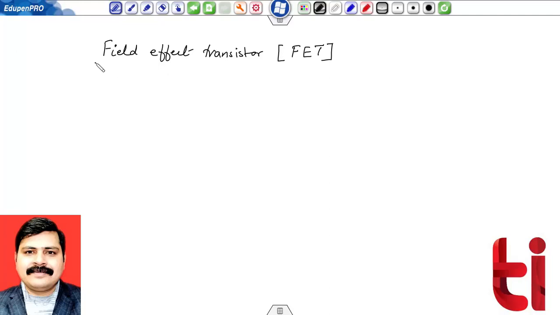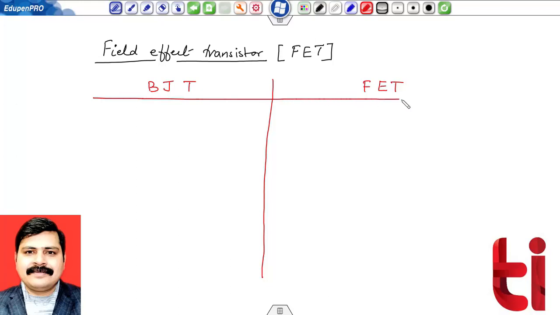In order to understand the difference between the two devices, BJT and FET, let us discuss what the differences are between the two types of transistors. First, see the similarities. BJT and FET both have three terminals.